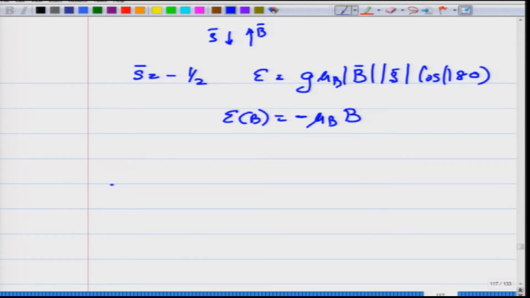Therefore, in the absence of a magnetic field, for B equal to 0, the spin plus half and minus half were both occupying the same energy state. Suppose k is the momentum of that state, both of them were occupying the same energy state. These are the two electrons. However, in the presence of a magnetic field, now the energies become very different.